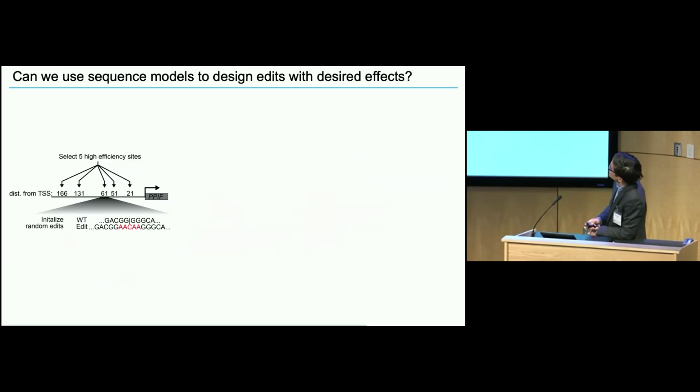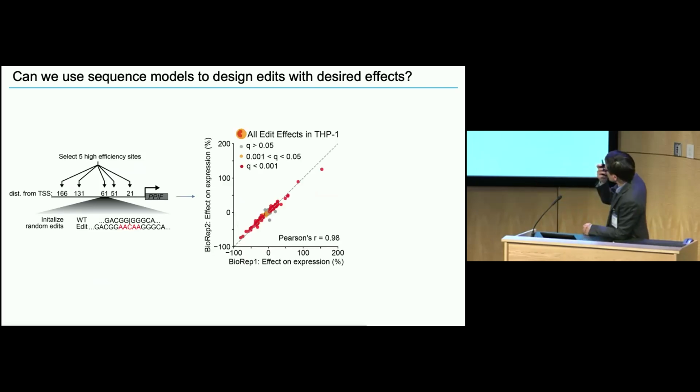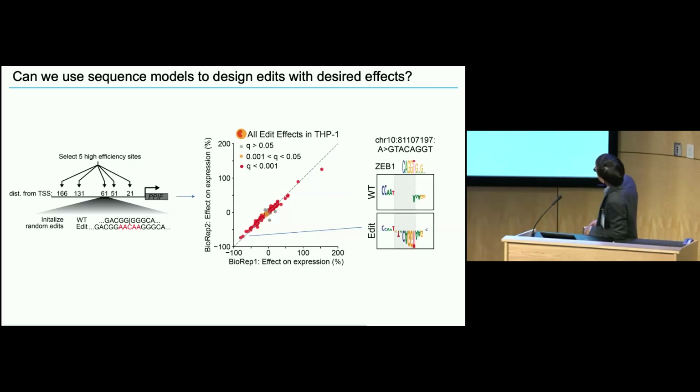Okay, so in this experiment, we targeted 5 different high-efficiency sites in the PPIF promoter, ran the design procedure, and tested them with variant effects. Again, with 2 biological replicates, the effect sizes are really highly correlated, and we did actually get a small number of edits that lead to up to a 2-fold increase in gene expression, or as low as, I guess this would be a 7-fold decrease. So for example, if you insert a ZEB1 motif, which is a known repressor, you can reduce expression quite dramatically at this really highly expressed gene.